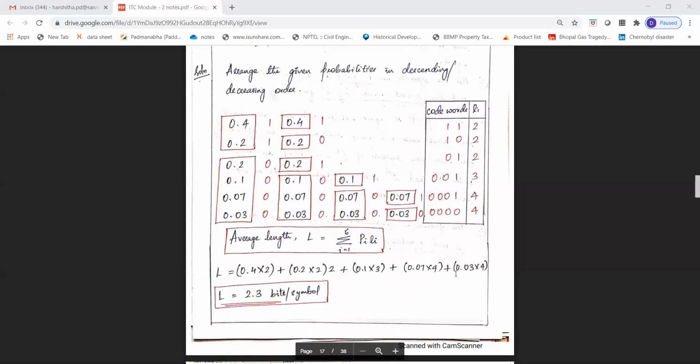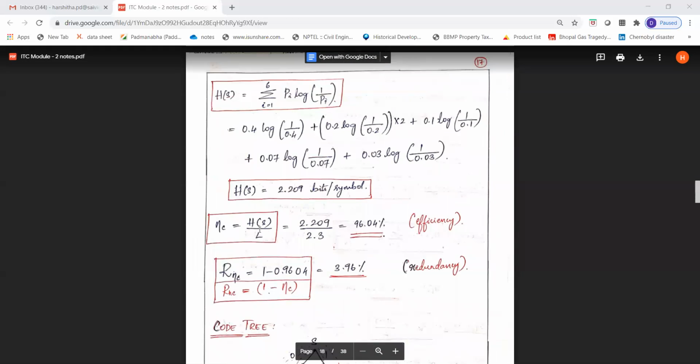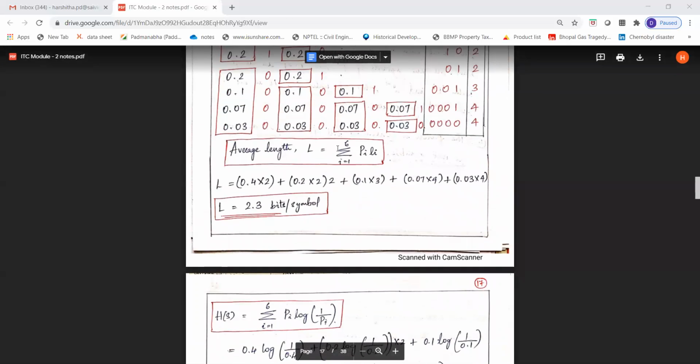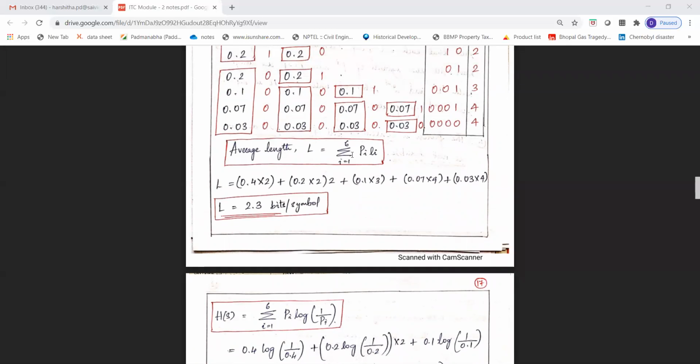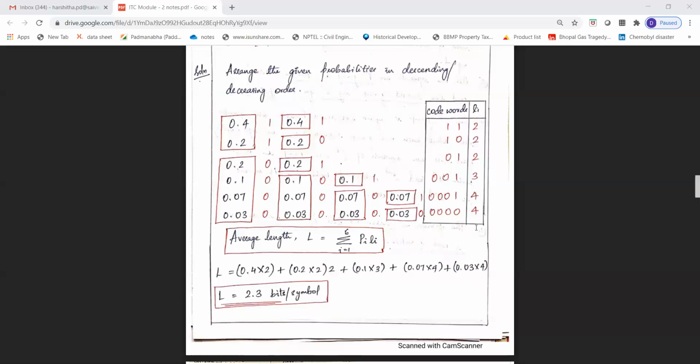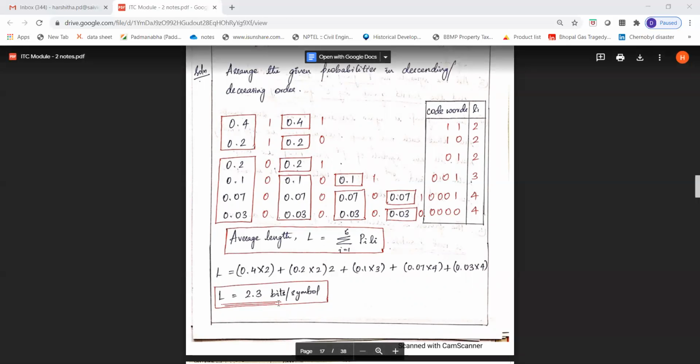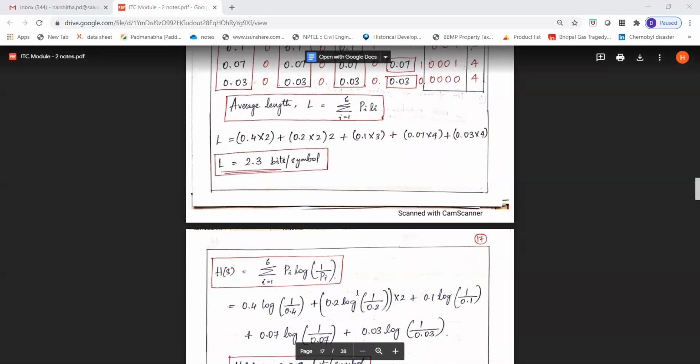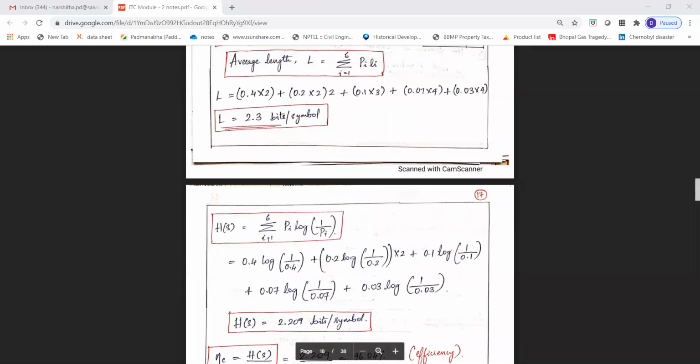Next, in a similar way, as we calculated average length, entropy and efficiency for the problem with the Shannon encoding algorithm, the same formulas are to be used to calculate average length, entropy, efficiency, and also the redundancy. The formula for average length is L equal to summation of i equal to 1 to 6, because there are 6 symbols, of the product of probability and length. Probability and length are in these columns. Substituting the values, we get L equal to 2.3 bits per symbol.